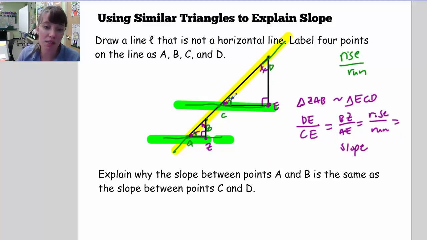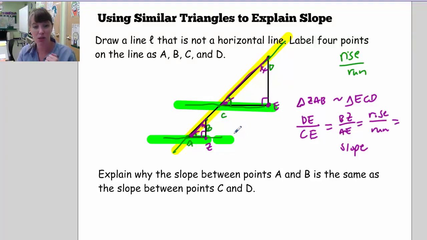So that means that this line right here has the same slope along this portion of it as it does along this portion of it, leading us to the assumption that we made all along when we were graphing lines, that it doesn't matter the points that we choose, the ratio of rise to run is going to be the same between any 2 points.